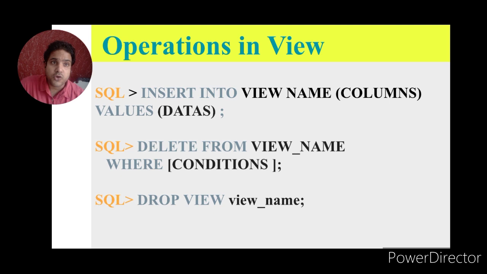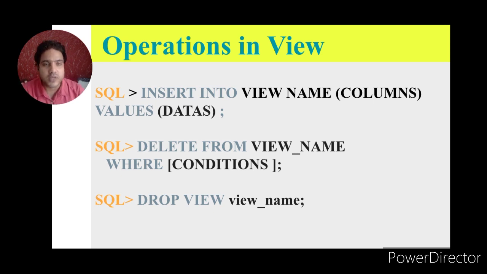Second, delete from view name where conditions. If a particular row or all rows are to be deleted from a view, this will also impact the particular table. It means the table also releases this row according to the commands on the view. So the user can delete and insert rows via a view in a particular table in the database.